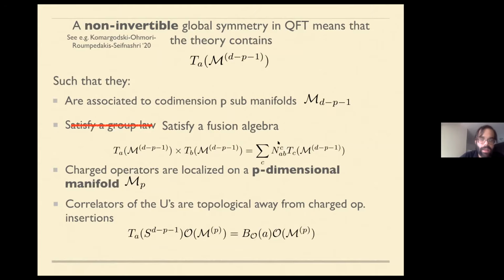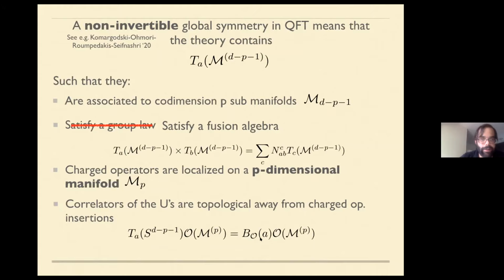But that's basically the one difference. You still have charge operators localized on p-dimensional manifolds, and correlators of the operators are topological, and the linking coefficient here now is not simply given in terms of representation theory. Of course, you have to work harder to compute it. But other than that, it's pretty similar. And I'm going to take questions about this in a moment.